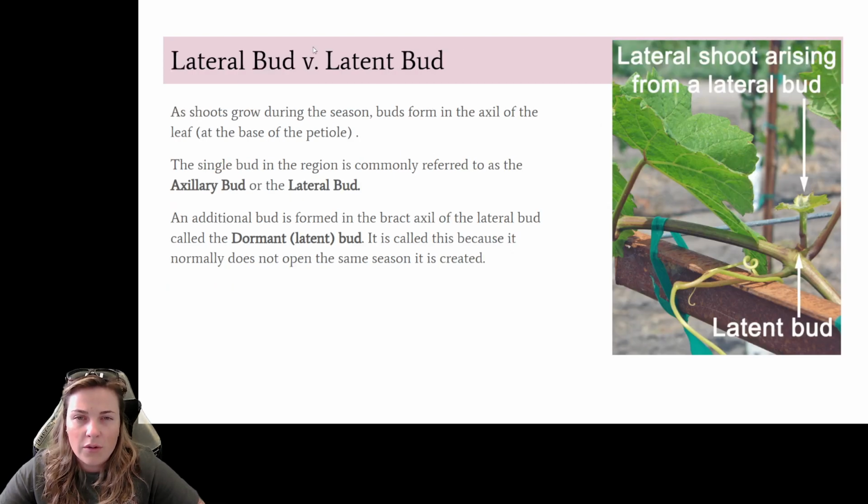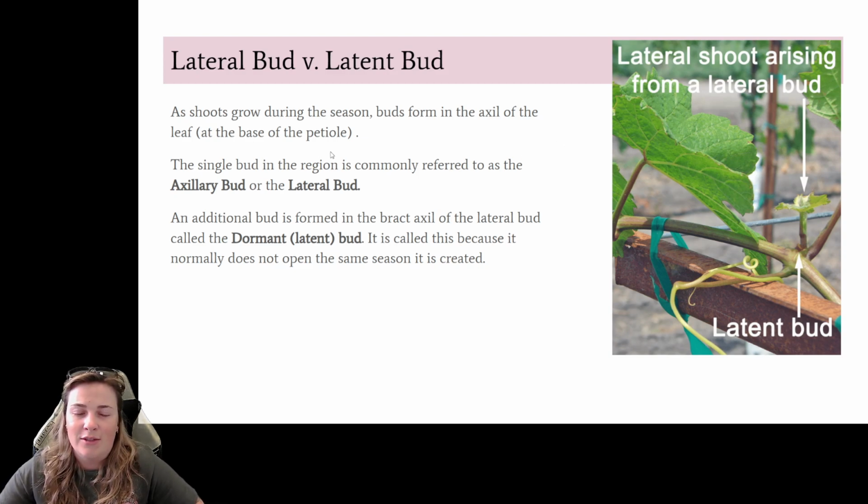Okay, cool. I was always confused about this as a student, so I just wanted to put this in the presentation. We're not going to talk too much about this in the class, but down the road, if you take other courses or you start to talk to other viticulturists, they'll talk about lateral buds versus latent buds. There are different types of buds on the vine.